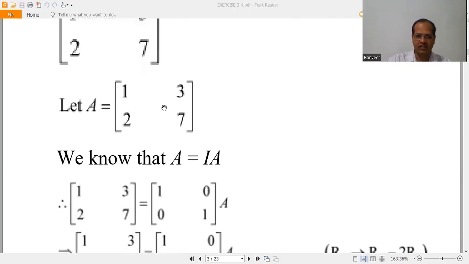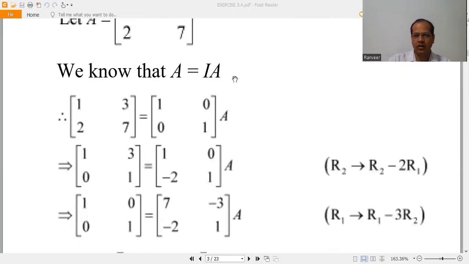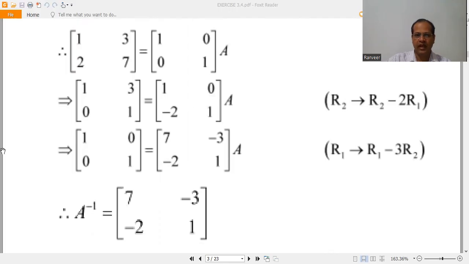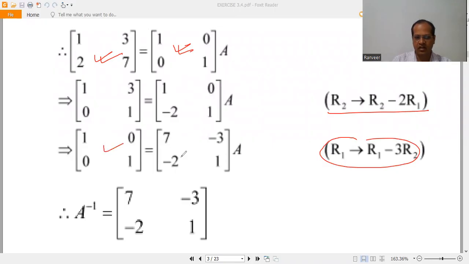Find the inverse. This is also the same question. A equal to IA first we have to do, and our task is to bring 0 and 0 1 here. So for that, we have to apply R2 tending to R2 minus 2 R1. Whatever the operation we apply, the same operation we have to do on left and right. So this becomes 1001. After applying these two steps, we got this value and this value, and this is nothing but the inverse.